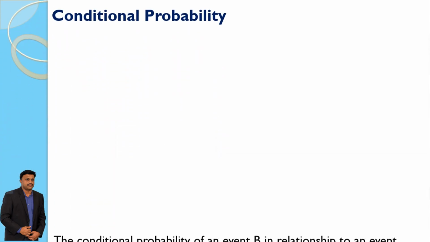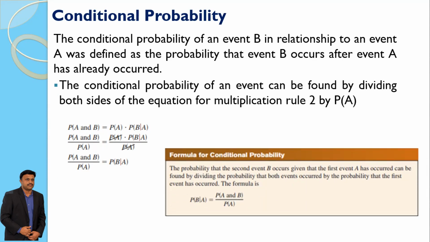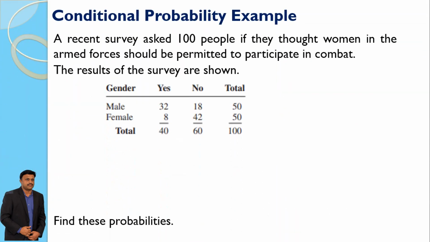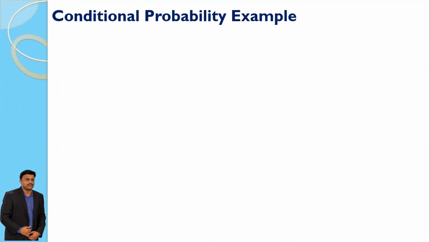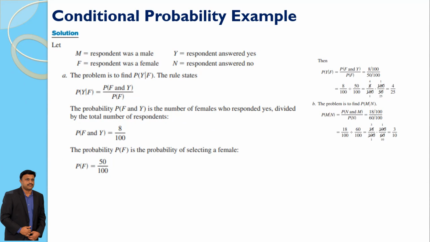The conditional probability of an event B in relationship to an event A is defined as the probability that event B occurs after event A has already occurred. A recent survey asked 100 people if they thought women in the armed forces should be permitted to participate in combat. The results of the survey are shown, and probabilities are calculated based on the responses. The solution involves calculating the probability of specific responses based on the given data, using the conditional probability formula.